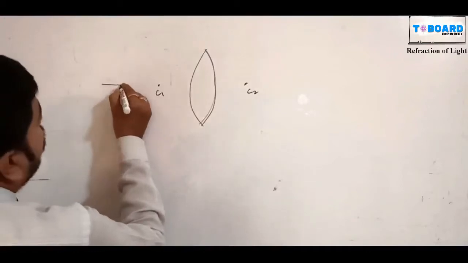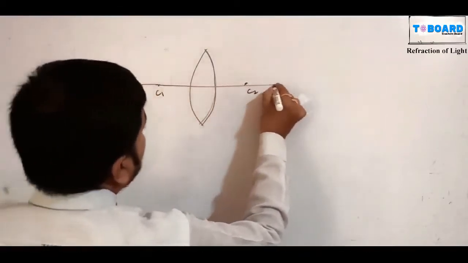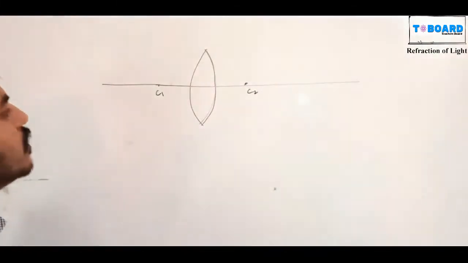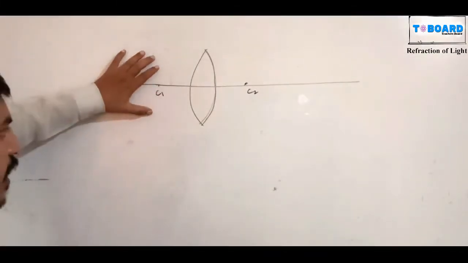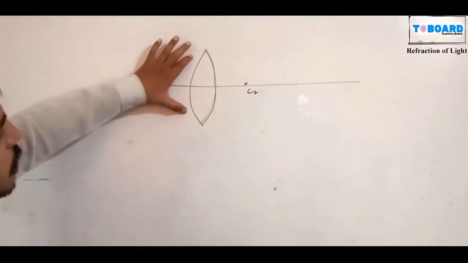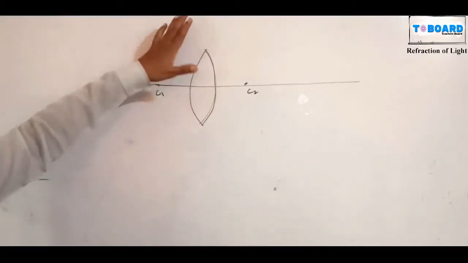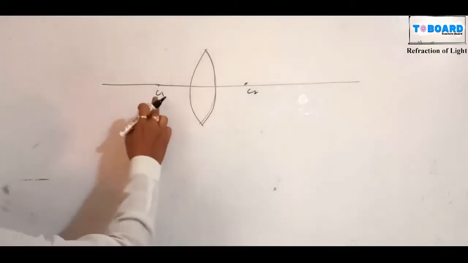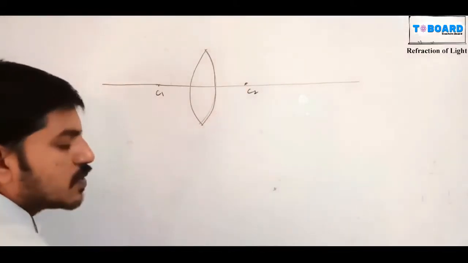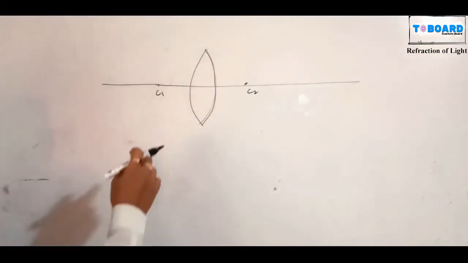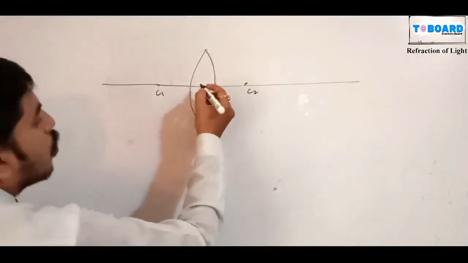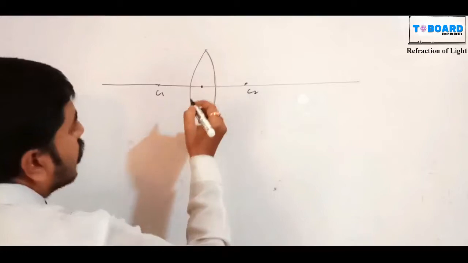I am going to draw a principal axis. What is meant by the principal axis? The principal axis is an imaginary line. It divides the lens into two equal parts. This is called the principal axis. Then we have two curvatures, and two center points of the curvatures will be there. And once you observe, this is the middle part.